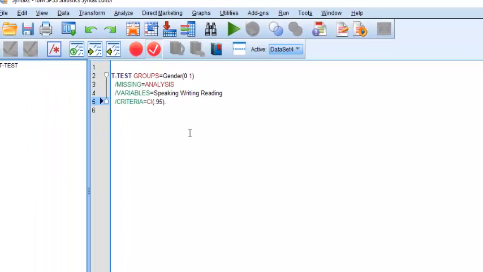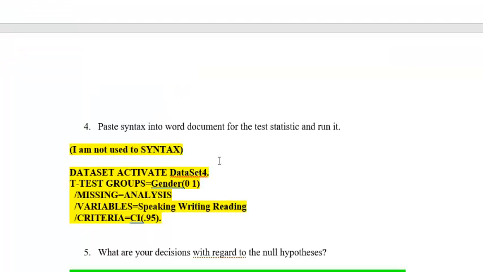And then you just click paste, and that brings up your syntax box. So again, I'm not good at this. We never use syntax, very rarely. So I simply cut and pasted that into this sheet here.